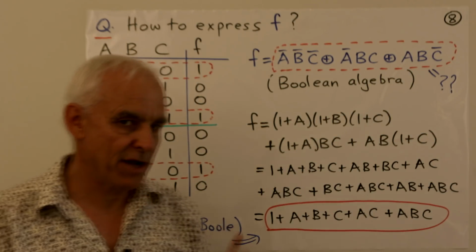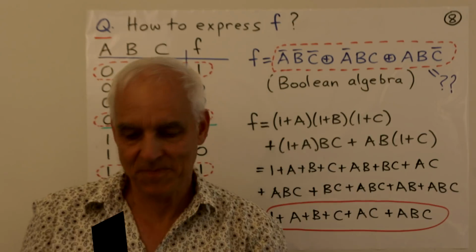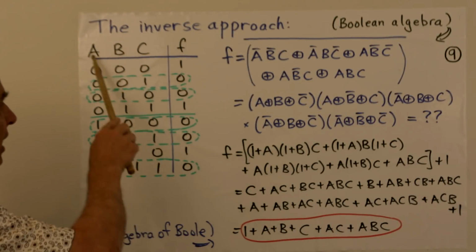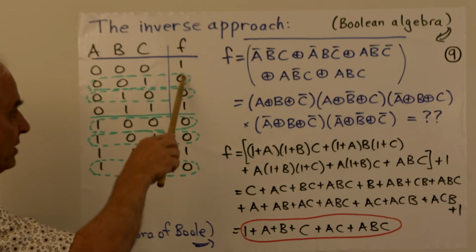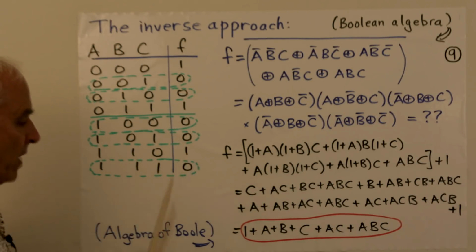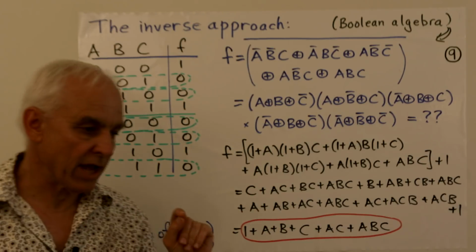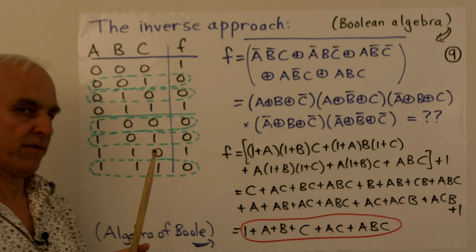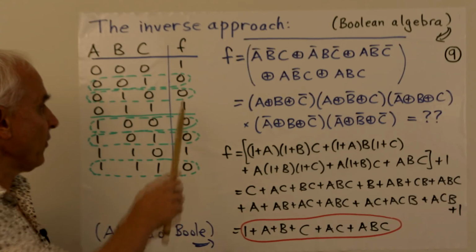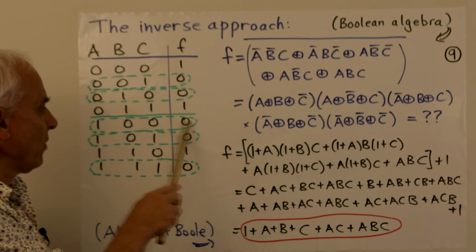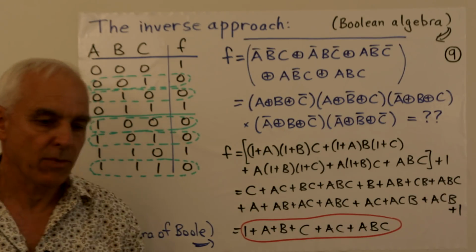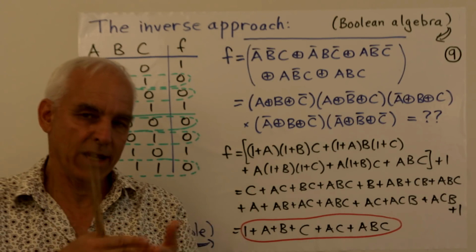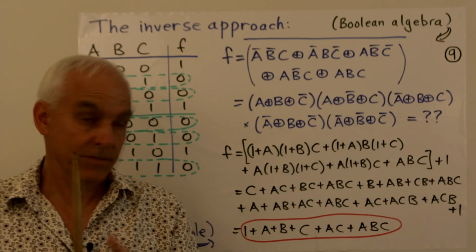But there's actually another way of proceeding as well. Okay, so there's an inverse approach to the same question. So I've repeated the data here, A, B, C, and the values of f, 1, 0, 0, 1, 0, 0, 1, 0. And now what we want to do is look at the rows that have 0 values for f rather than 1. So there's 5 of them, that row, that row, that row, that row, and that row. And we can also analyze this Boolean function by looking at those rows.